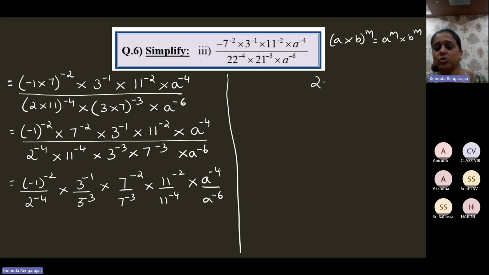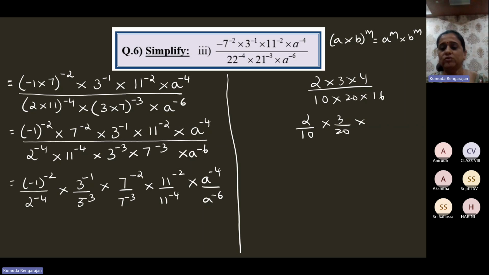See, if you have 2 into 3 into 4 by 10 into 20 into, say, 16, you can write it as 2 by 10 into 3 by 20 into 4 by 16. You can write it like this. 2 into 3 into 4 by 10 into 20 into 16 can be written as 2 by 10 into 3 by 20 into 4 by 16. That's what we have done here.